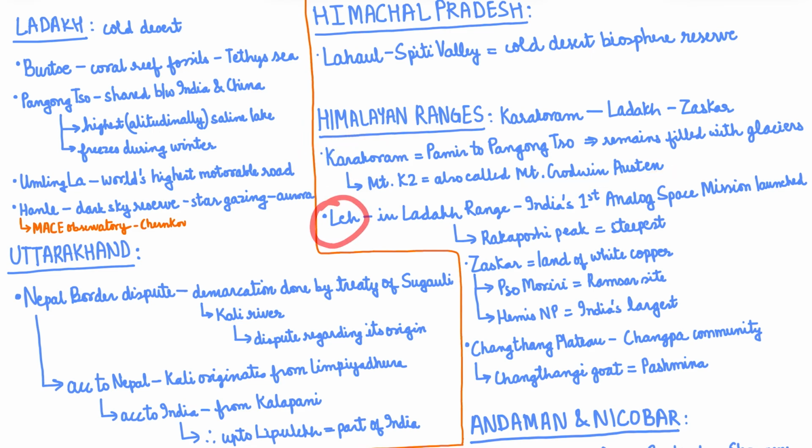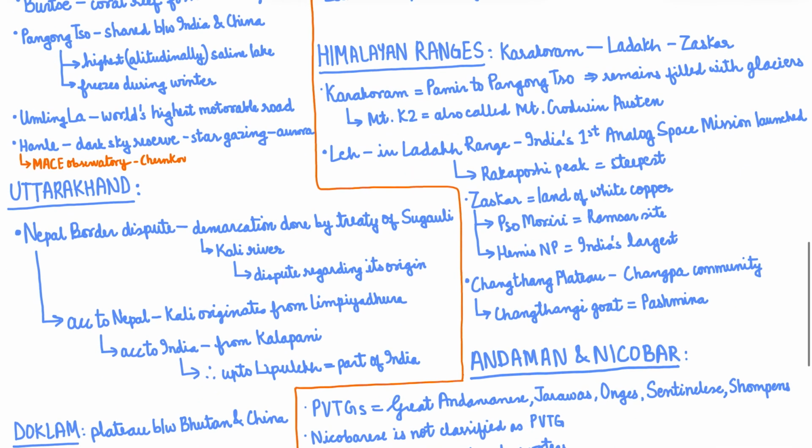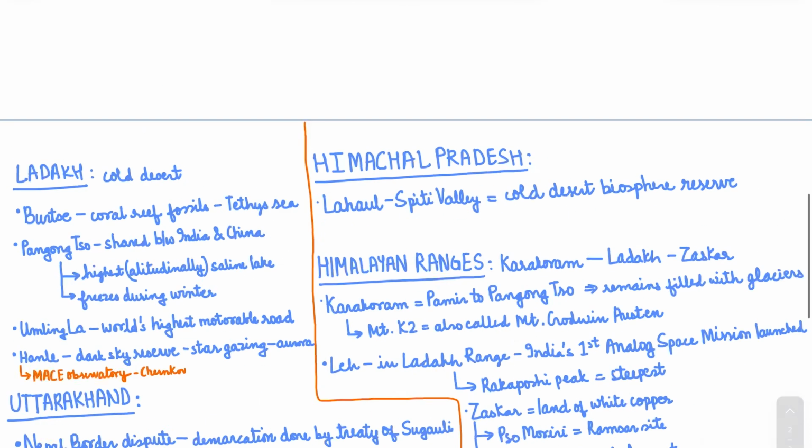In Leh, Leh is basically in the Ladakh range, and India's first analog space mission was launched over here. In Ladakh range, we also have the Rakaposhi Peak, which is the steepest one. Then Zanskar is basically known as the land of white copper. We have Tso Moriri, which is a Ramsar site, and the Hemis National Park is India's largest national park. Then the Changthang Plateau, which is inhabited by the Changpa community, and is known for Pashmina.